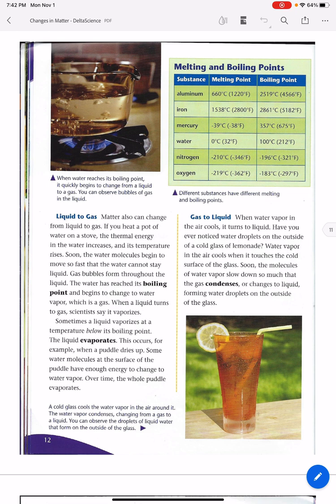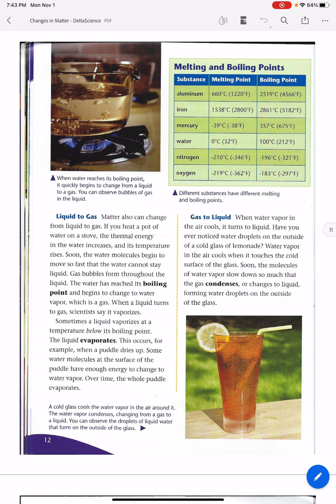Sometimes a liquid vaporizes at a temperature below its boiling point. The liquid evaporates. This occurs, for example, when a puddle dries up. Some water molecules at the surface of the puddle have enough energy to change to water vapor. Over time, the whole puddle evaporates.